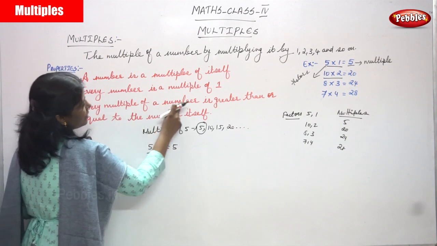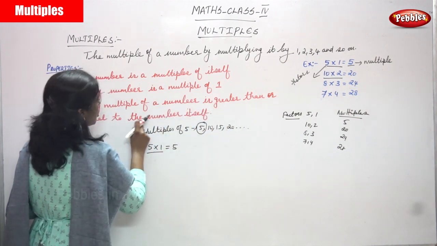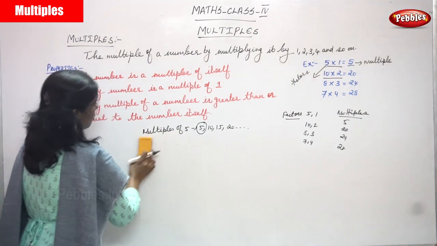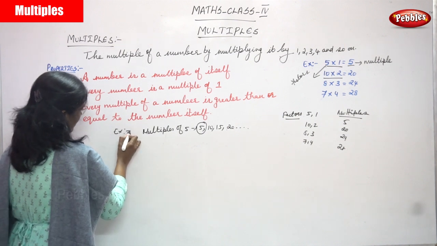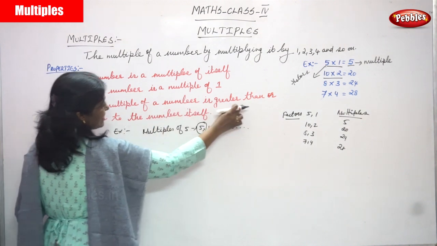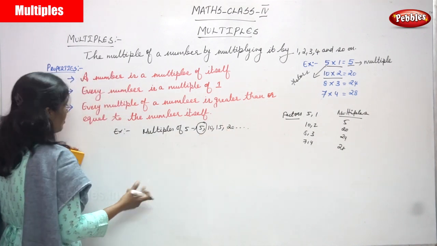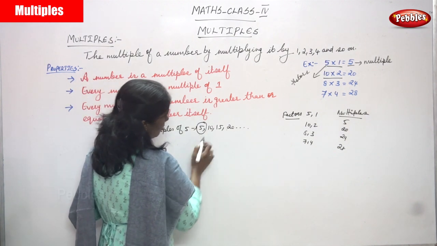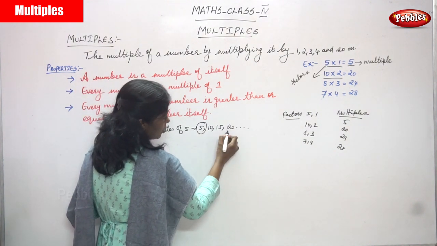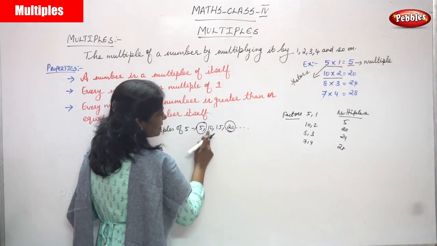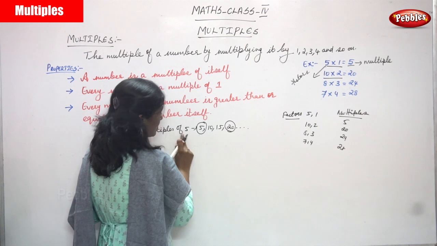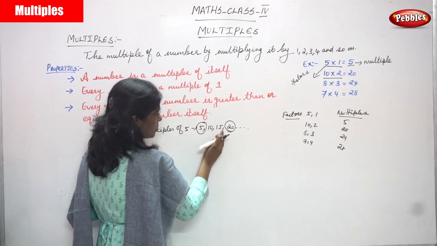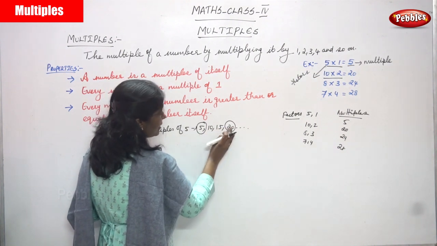And every multiple of a number is greater than or equal to the number itself. So multiples of 5, again I'm giving the same example. Every multiple of a number is greater means it is a higher number, and equal to the number itself. So 5, 10, 15, 20, and so on. From these, 20 is the greater number. The remaining 5, 10 and 15 are less than 20.